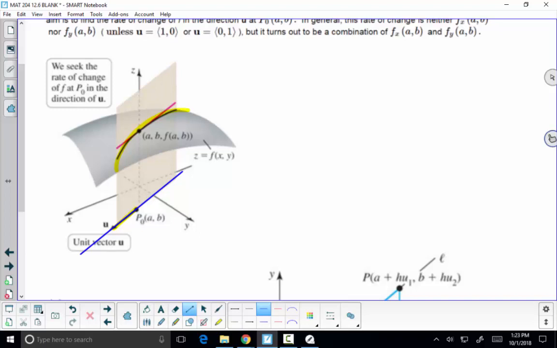If we look through the surface, we're going to be walking on top of this purple line, and we're going to be walking this direction because that's the direction we want the rate of change. So we're imagining looking down, seeing this unit vector down there, and we want to know what's the slope in that direction. What's the rate of change if we were to walk in that direction right above that unit vector?